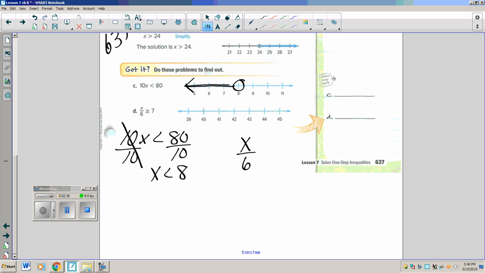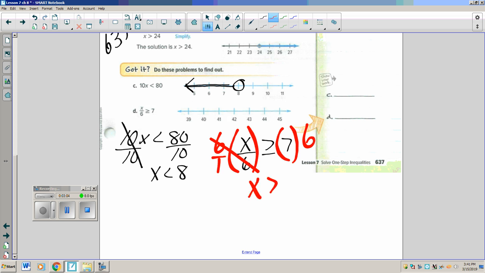X divided by 6 greater than or equal to 7. This is why I've been harping all year. A fraction is a division problem. The opposite of division is multiplication. Put parentheses around them. If I'm dividing by 6, multiply by 6. Multiply the left by 6, multiply the right by 6. Those cross out because that's 1. X is greater than 42. Open circle on 42, going to the right.